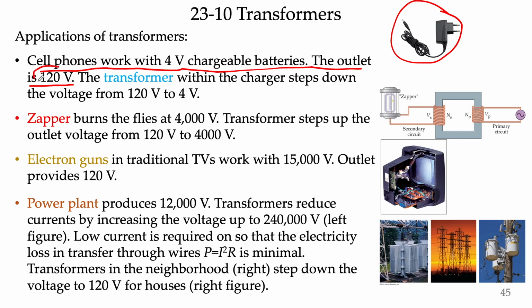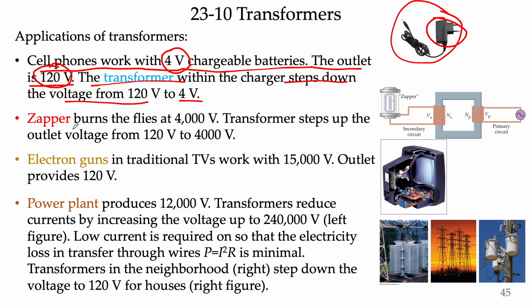So if you have high voltage on the wall, but you need a much lower voltage, what you would do is use a transformer. Inside the charger, basically, there's a transformer. It reduces the voltage to approximately 4 volts. So it steps down the voltage from 120 or 220 to 4 volts.